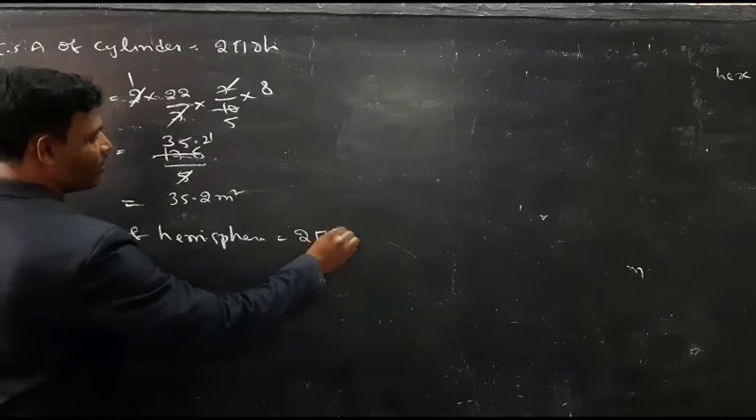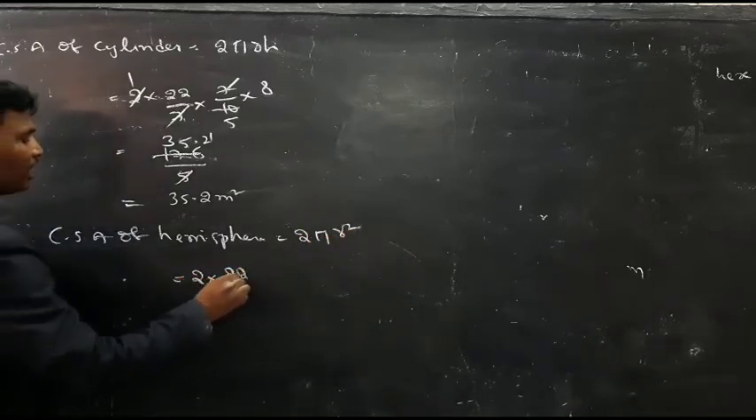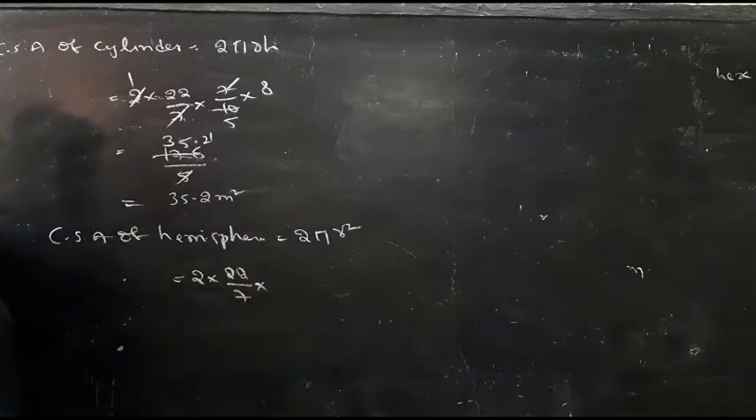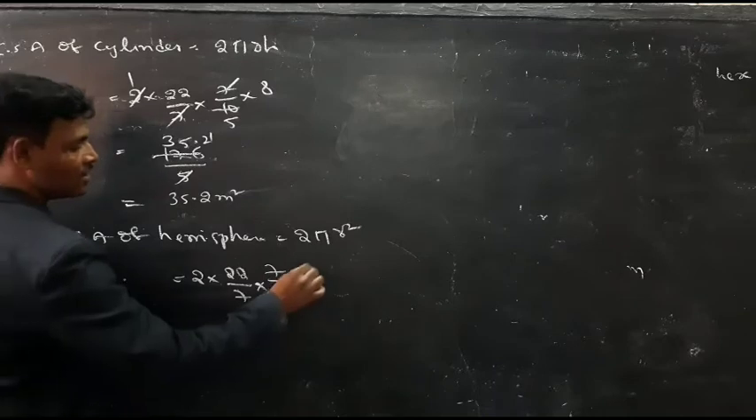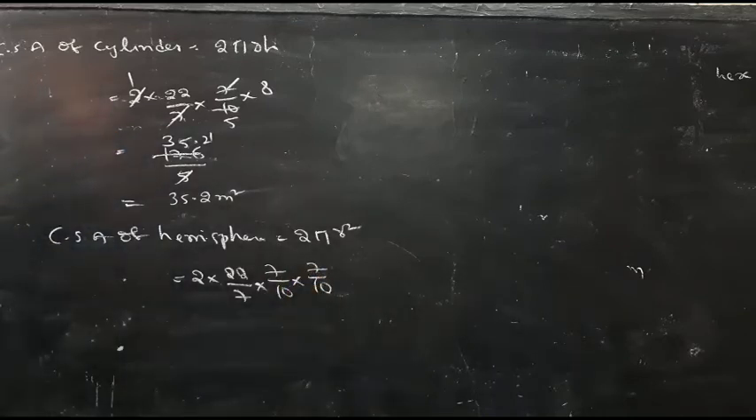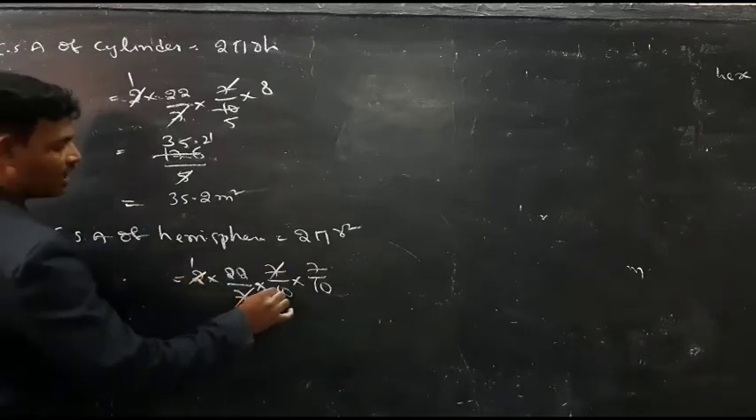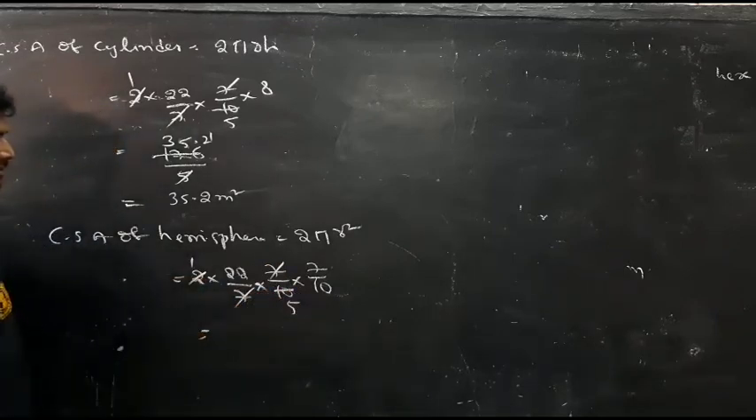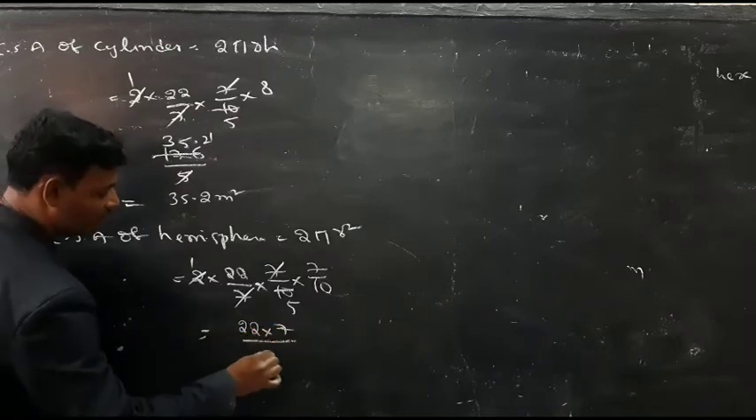What is the formula? 2 pi r square. 2 into, what is the value of pi? 22 by 7. And that is a common radius. 7 by 10 into 7 by 10 into 7 by 10. It means 7 gets cancelled. 2 ones are 2, 5 twos are 10, which is equal to 22 into 7 by 50.